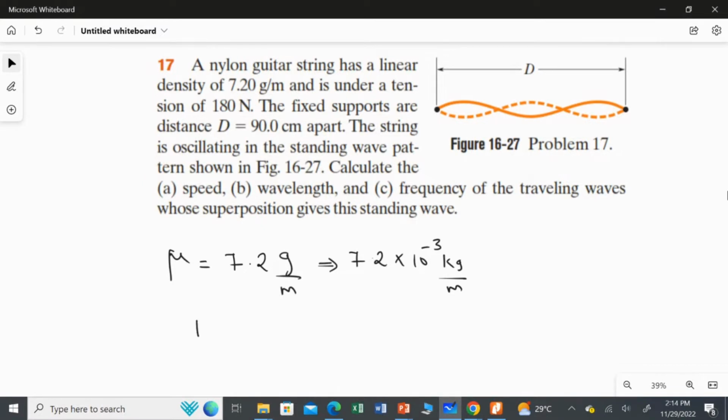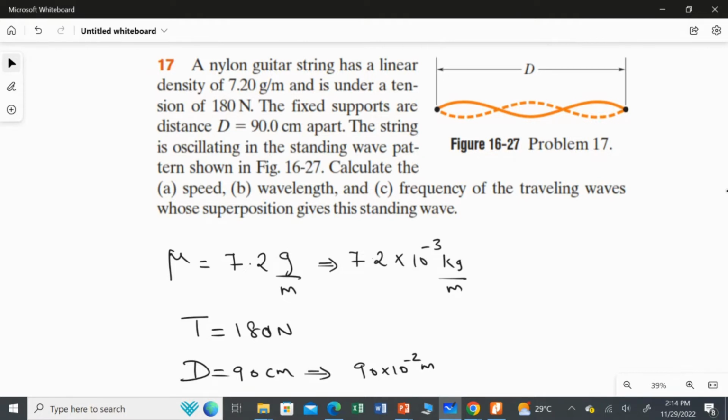And the tension applied over the string is 180 Newton. These strings are fixed at supports, so you have to see the figure. The two edges of the string are fixed, right? The distance between the fixed supports is given as 90 centimeter, which I convert to meter: 90 multiplied by 10 power minus 2 meter.